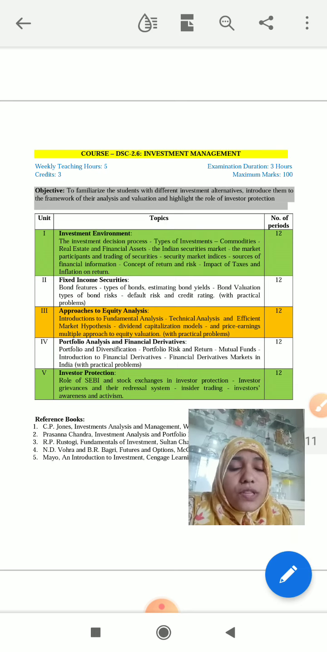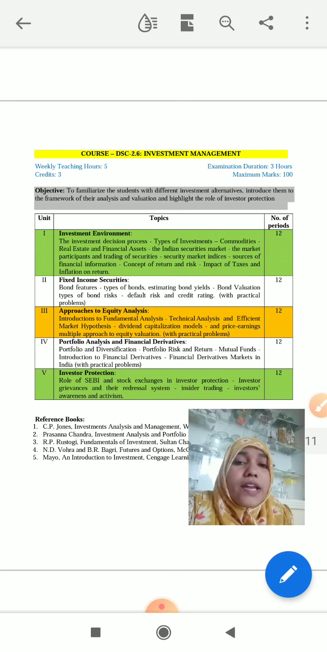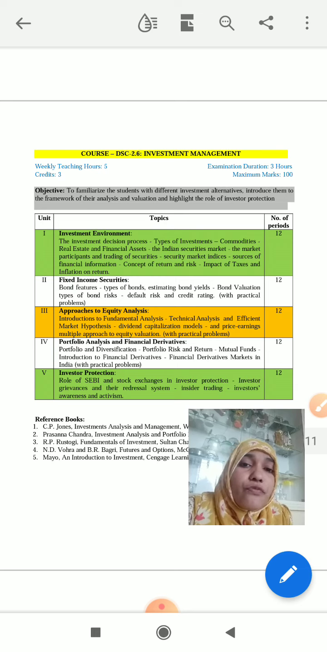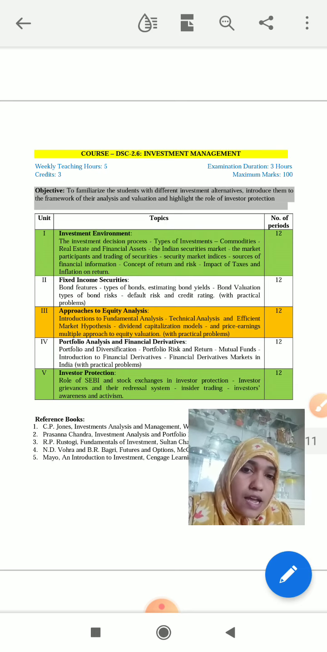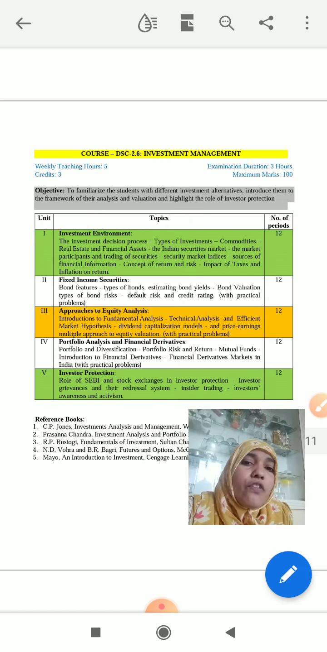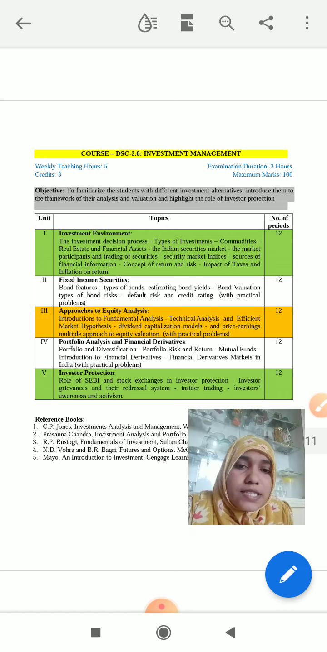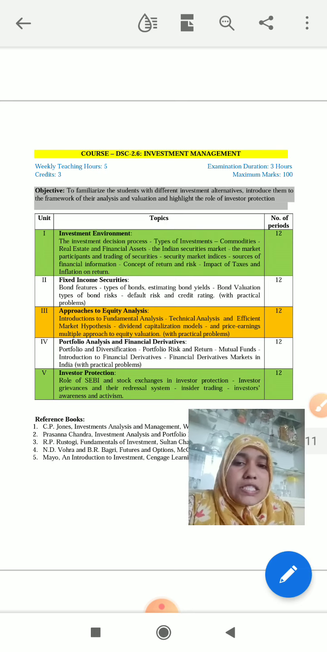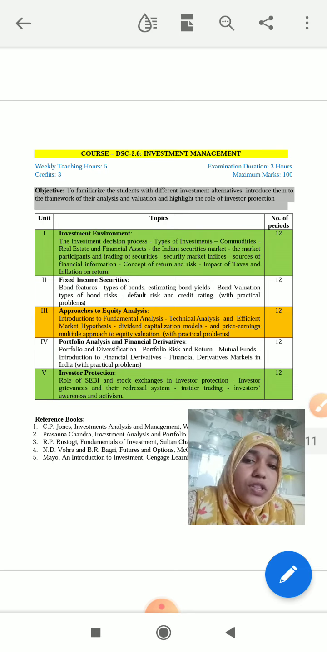That is, whatever they are investing, how they get returns is called fixed income securities. In this chapter we are going to learn the meaning of bond, features, types of bonds, estimating bond yields, bond evaluation, types of bond risk, default risk, and credit ratings. This entire chapter is based on both practical and theoretical concepts.